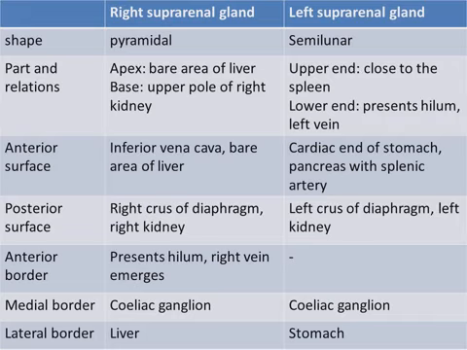The anterior border of the right suprarenal gland is related with the hilum and right vein which emerges from there. The left suprarenal gland has no anterior border. The medial border of the right and the left suprarenal gland is related with the celiac ganglion. Then the lateral border of the right suprarenal gland is related to the liver, and of the left suprarenal gland to the stomach. That's the comparison of the right and left suprarenal gland.